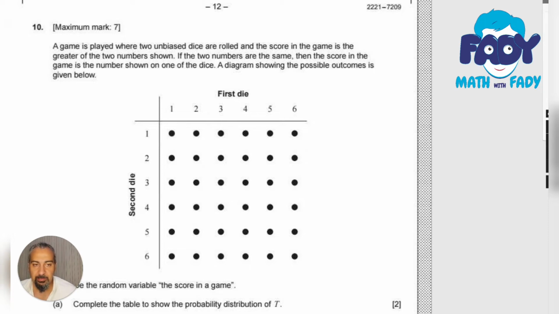So here, in the first die we may receive 1. The second die, if we receive 1, the score will be 1. But if we receive 1 in the first die and 2 in the second, the score will be 2, because 2 is greater. So the score is the greater of the numbers.